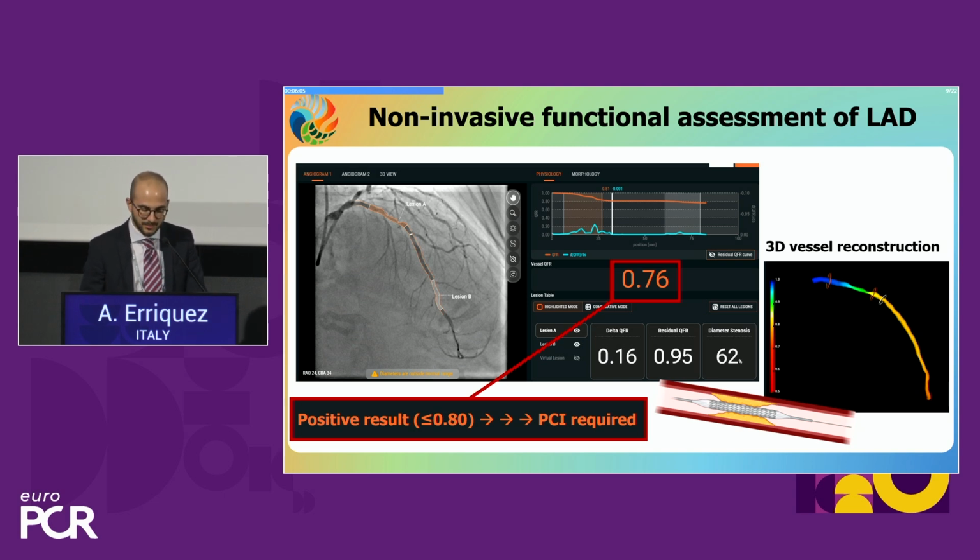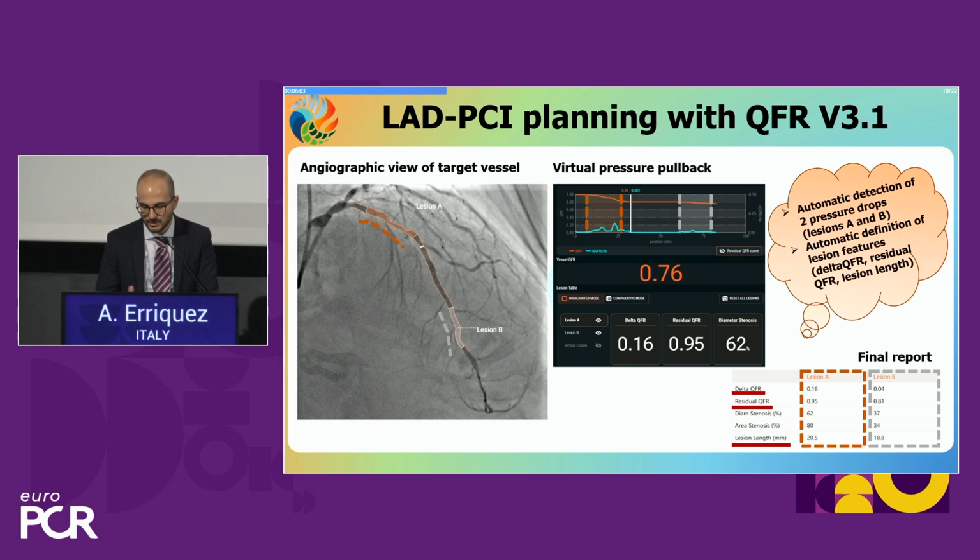And at this point, the 3.1 software of QFR is able to provide a lot of further information other than the general value of functional assessment. Information like the pattern of disease, thanks to the virtual pressure pullback gradient, as you can see in the middle of the slide, and information like the delta QFR, the residual QFR, and the lesion length of each lesion in case of multiple lesions along the vessel, as in our case. And all this information is automatically detected by the software.